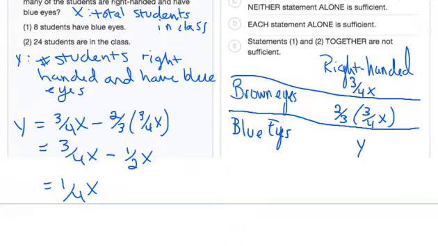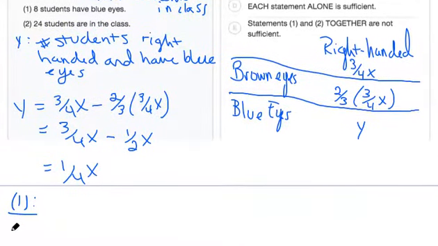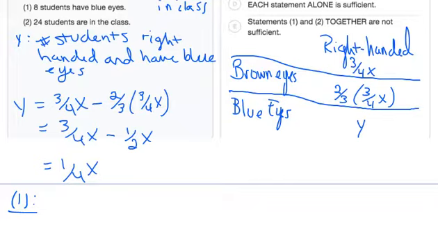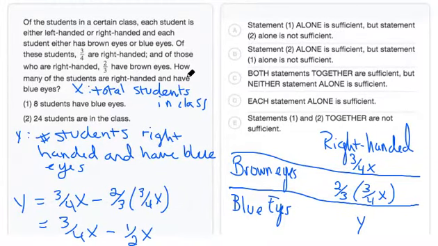So now let's consider statement 1. Scrolling up a little bit, we'll still leave statement 1 visible. It's given that 8 students have blue eyes. Since we don't know the number of students with brown eyes or the number of left-handed or right-handed students, we cannot determine X, and thus we cannot determine Y. This statement alone is not sufficient. We can eliminate answer choice A and D. We're left with choice B, C, or E, so let's consider statement 2.